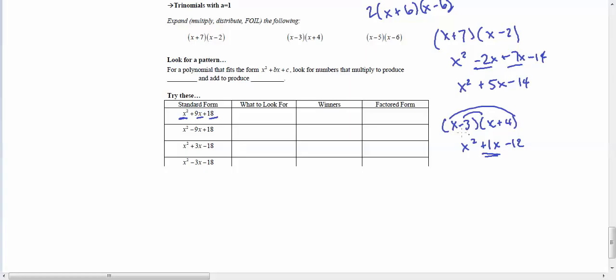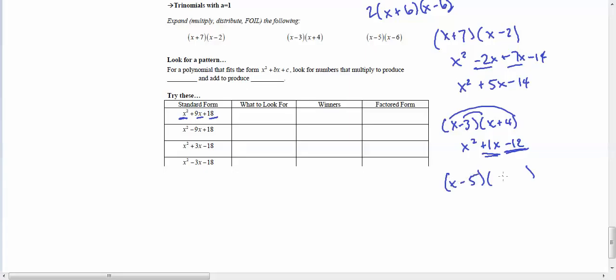By the way, looking at these numbers up here, where do you think I got the negative 12 from? Negative 3 times 4 is negative 12. Right? All right, good. FOIL this thing for me, and let's try to do it as quickly as possible.